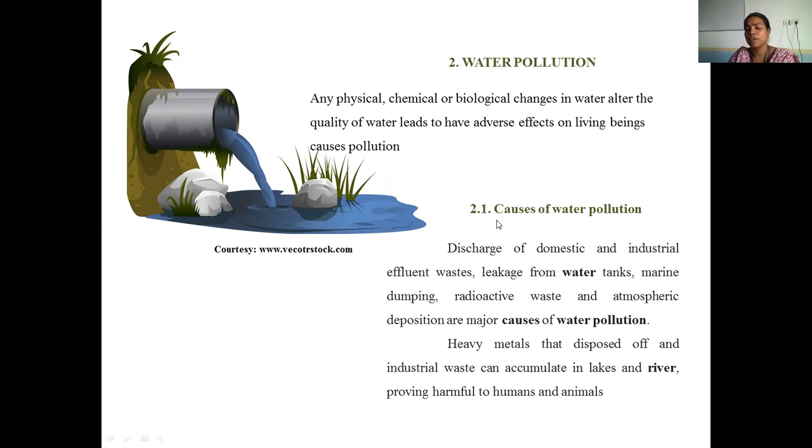What are the causes of water pollution? Discharge, the outlet of domestic and industrial effluent waste, any leakage from water tanks, marine dumping, radioactive waste, and atmospheric deposition.